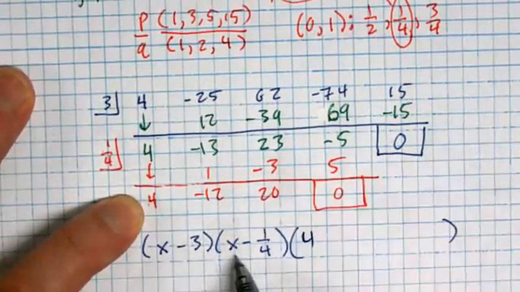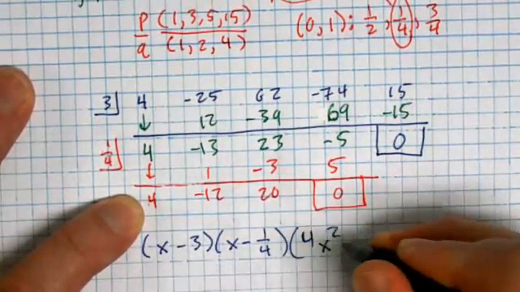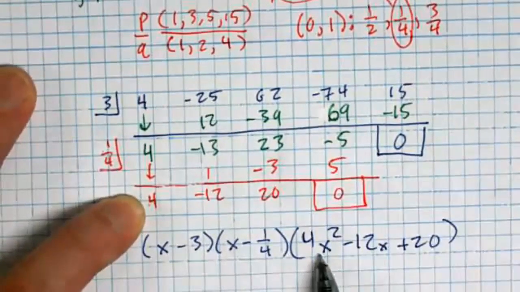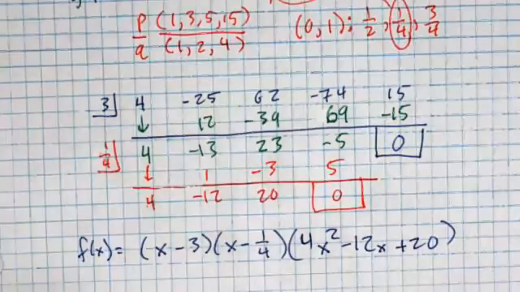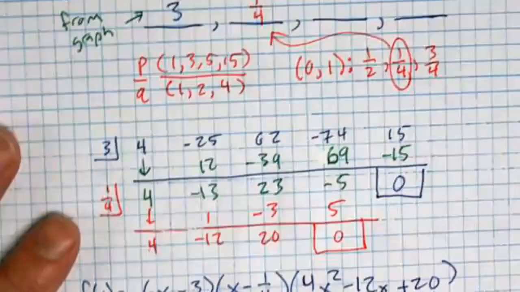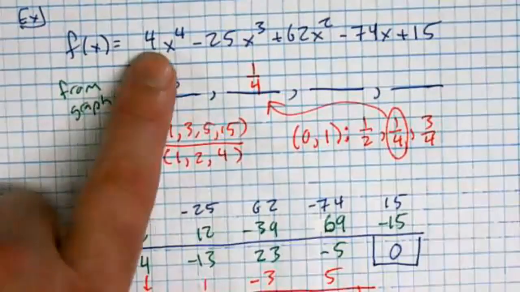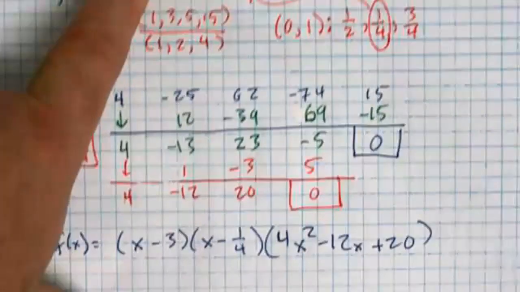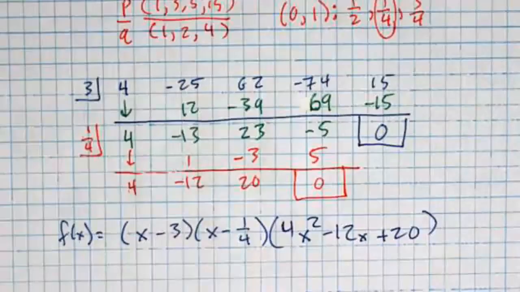Because x times this would be 4x squared minus 12x plus 20. That would give me the 4x to the 4th that I'm looking for in the original function, which I can't show on the screen here. But if you look up at the top of your own problem and scroll up, we've got to have a coefficient of 4 out front. So somehow I've got to have a 4.